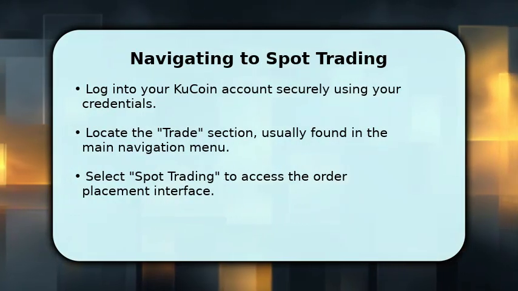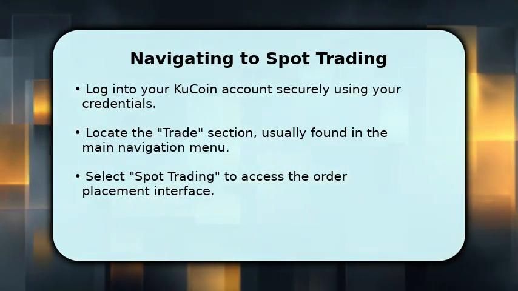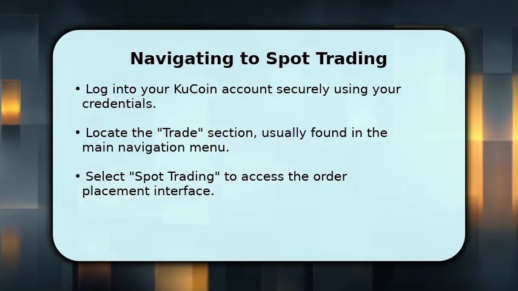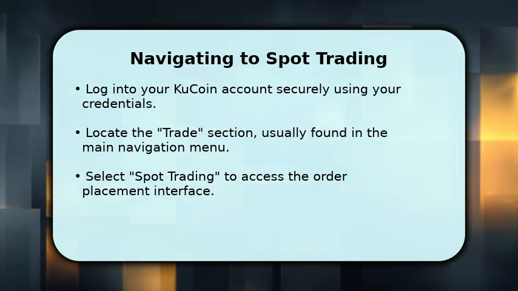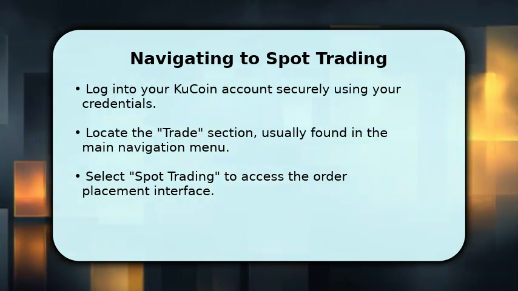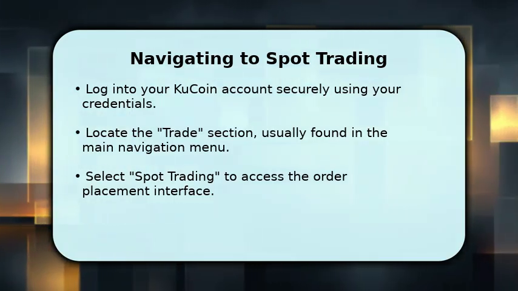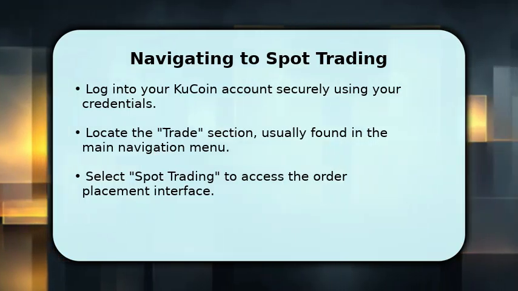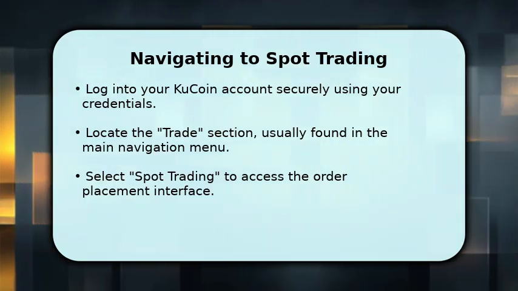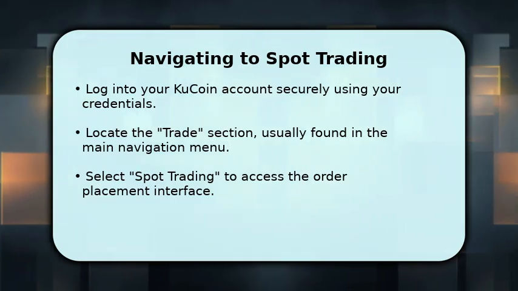Once you are on the trading page, look for the order entry panel, typically on the right side of the screen. Here, you will see different order types available, such as market, limit, and stop limit. Choose limit to proceed with setting your specific price. This ensures you are using the correct order type for precise control over your trade execution.